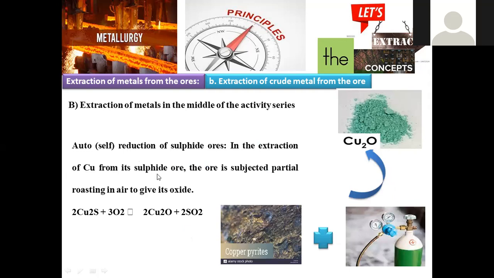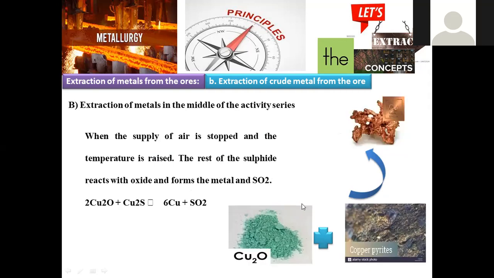Auto reduction, in the sense, is extraction of copper from a sulfide ore, subjected to partial roasting in air. Here copper sulfide upon treating with oxygen, auto oxidation, in the sense when it is placed in the open air, we need not add any external reagent, because air by default gives the oxygen, right? That's why copper sulfide is turned into copper oxide and the sulfur is converted into sulfur dioxide. So that is called auto oxidation. We are not going to do anything externally. So copper pyrites upon treating with oxygen, copper oxide will be generated here and sulfur dioxide will be the byproduct.